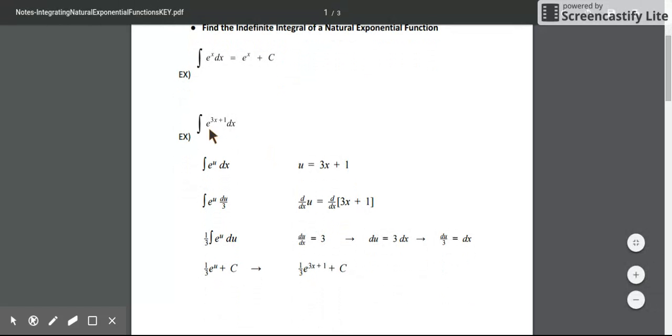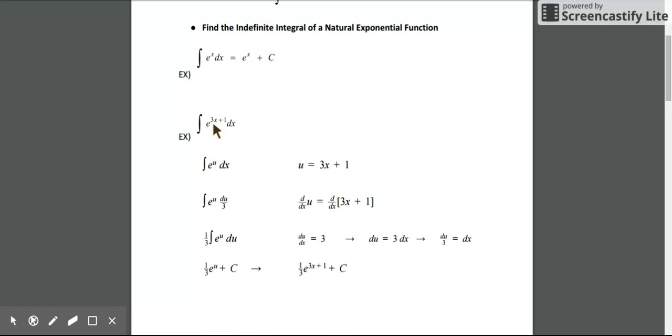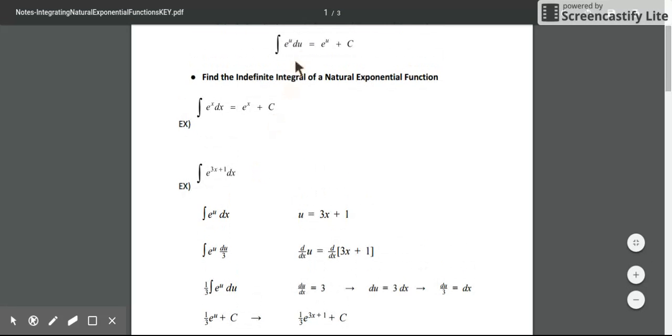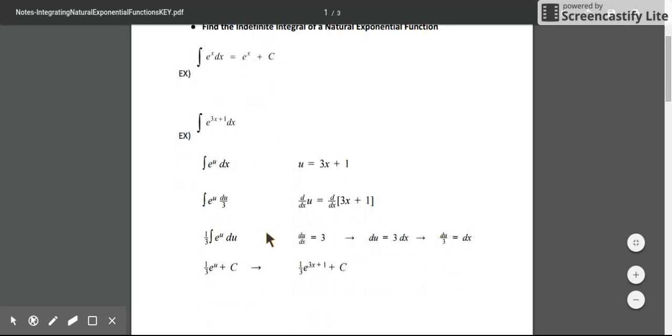So now we have e to the 3x plus 1, so that exponent function is a little bit more complicated. I'm going to set that exponent value to be my u value so that I can use u substitution and integrate in this form up here. So if I substitute 3x plus 1 for u, we're nearly ready to integrate. We just got to make sure that if our function is in terms of u, we want to integrate with respect to u, so we got to change dx to du.